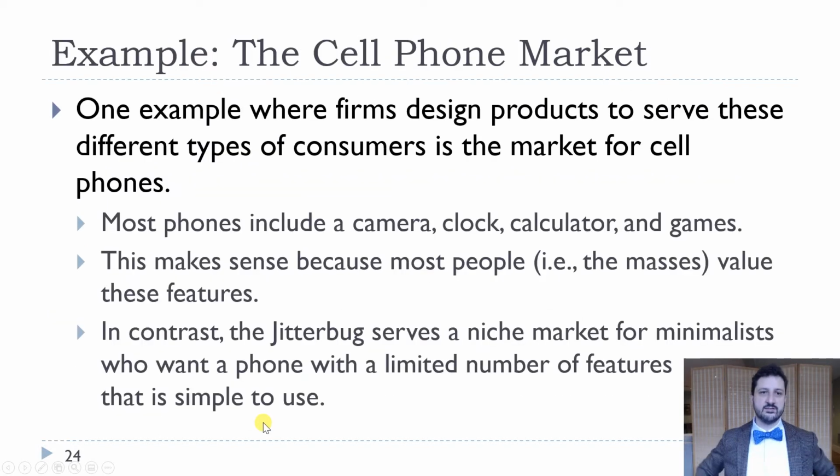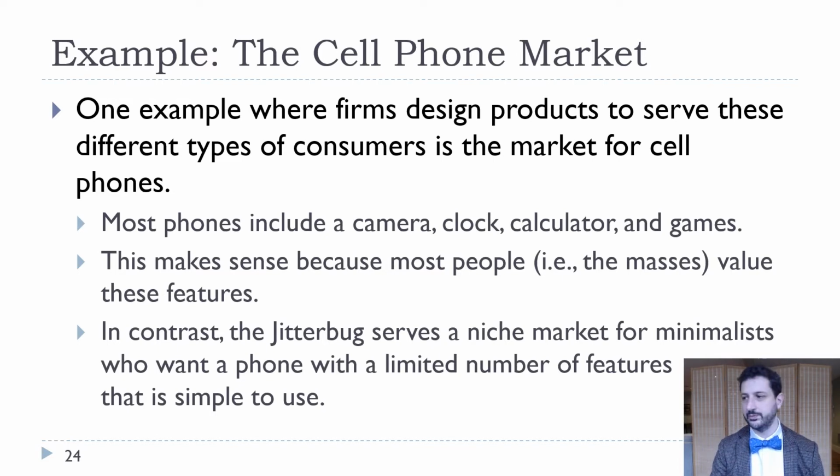And so there's lots of products that we can think about this way, right? The book talks about the cell phone market and the Jitterbug, which is basically that cell phone for old people, people who like simple things. And that basically is a niche market. It's probably actually much cheaper to produce, but you can still charge for it for the people who want a very simple phone.